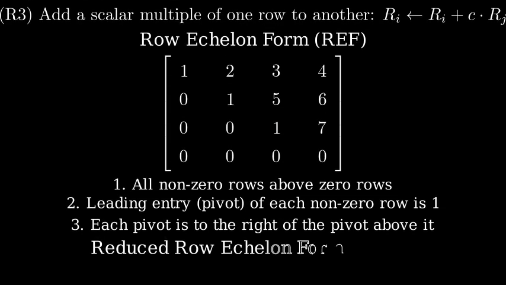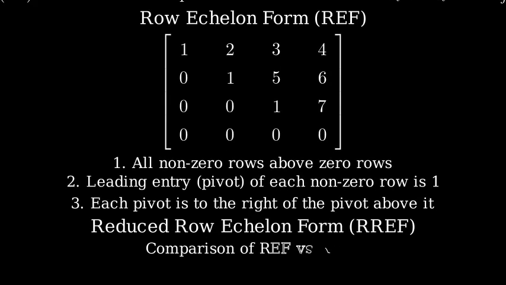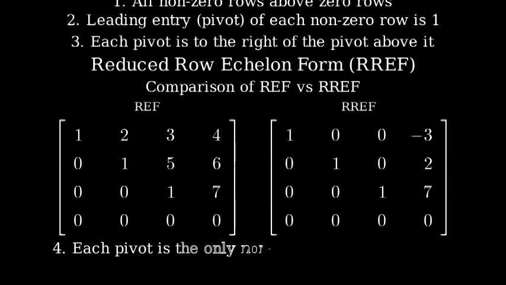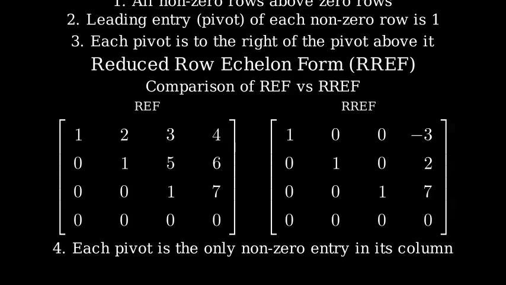Building on the row echelon form, we have the reduced row echelon form, or RREF. A matrix is in reduced row echelon form if it satisfies all the conditions of row echelon form, and additionally, each pivot is the only non-zero entry in its column. This means that all entries above and below each pivot must be 0. Let's look at an example to see the difference between REF and RREF.